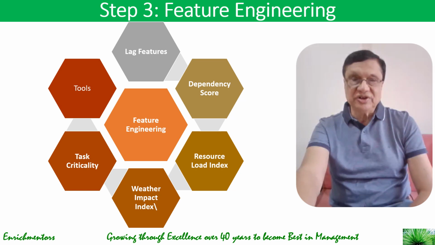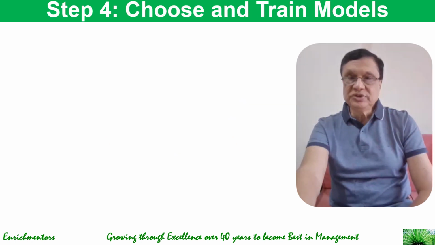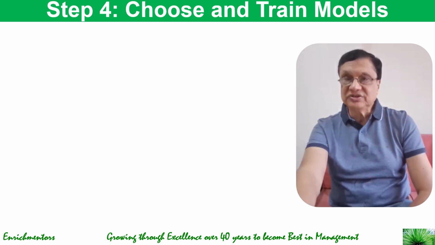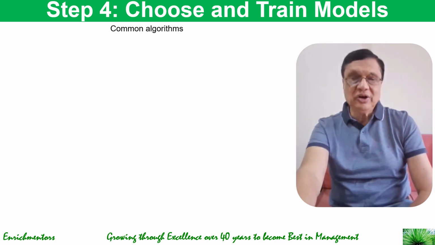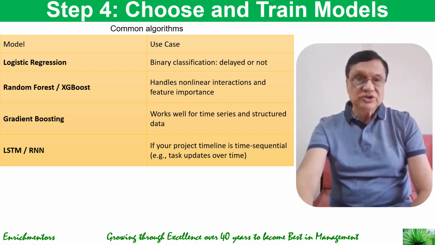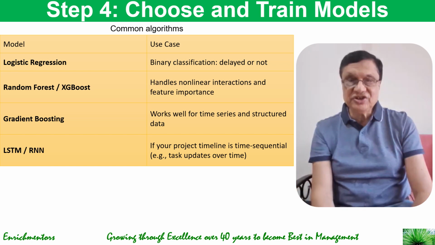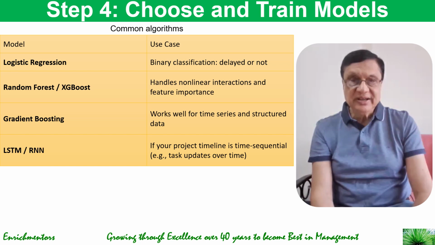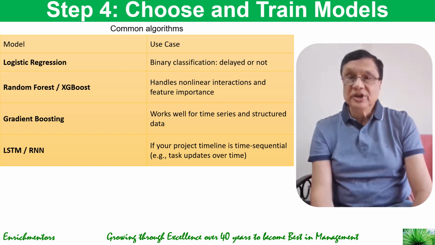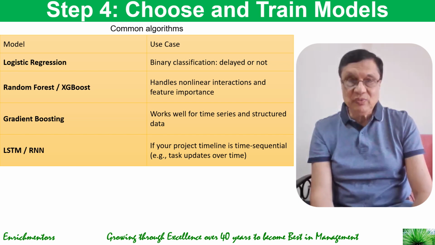That's a part of feature engineering. Then you choose and train the models, right? There, what are the common algorithms that you can use? So you can use logistic regression for binary classification, whether the project will be delayed or not delayed. Then you can use random forest and XGBoost that can handle non-linear interactions and feature importance. You can also use gradient boosting that works well for the time series and structured data.